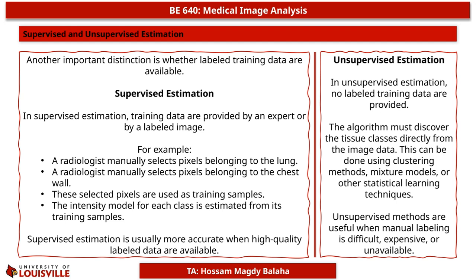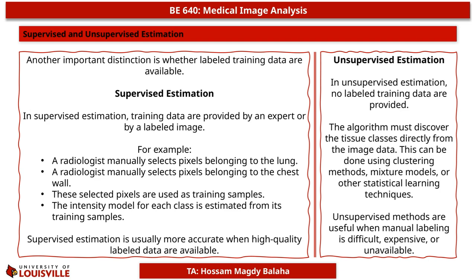known examples. Unsupervised estimation takes the opposite approach. No labeled training data are supplied, so the algorithm must identify likely tissue classes by analyzing patterns within the image itself. It may use clustering, mixture models, or related statistical learning techniques to separate those groups.